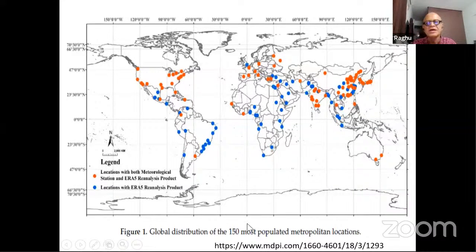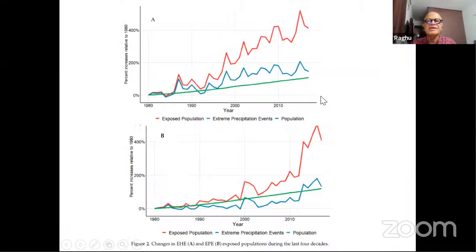This is just showing another example of our study, where we looked at the 150 most populated metropolitan locations across the world. I will zoom into India, which again has lots of cities being exposed to extreme heat events and extreme precipitation events. Anyway, this is a global mean, looking at population increases and exposed population, shown in this blue line here. The A is for extreme heat events, and this is for extreme precipitation events.